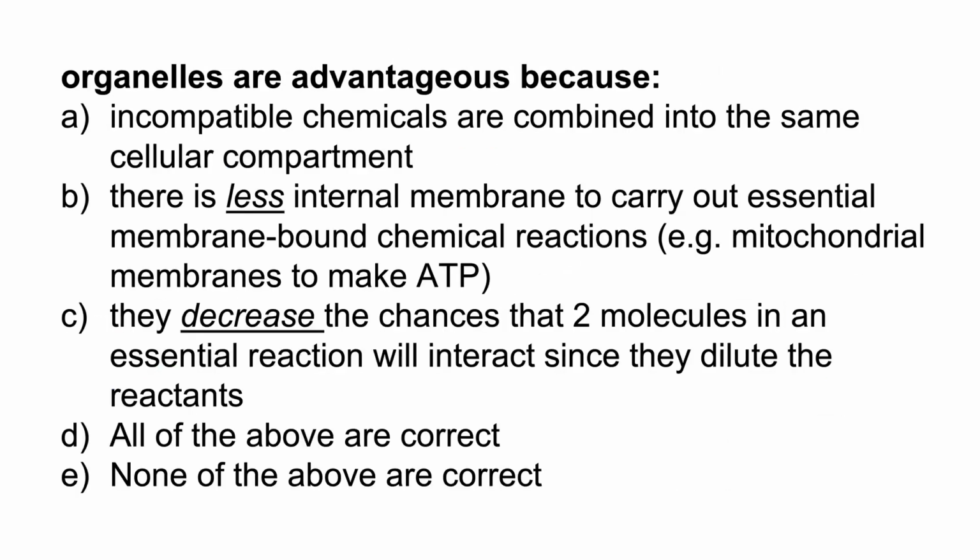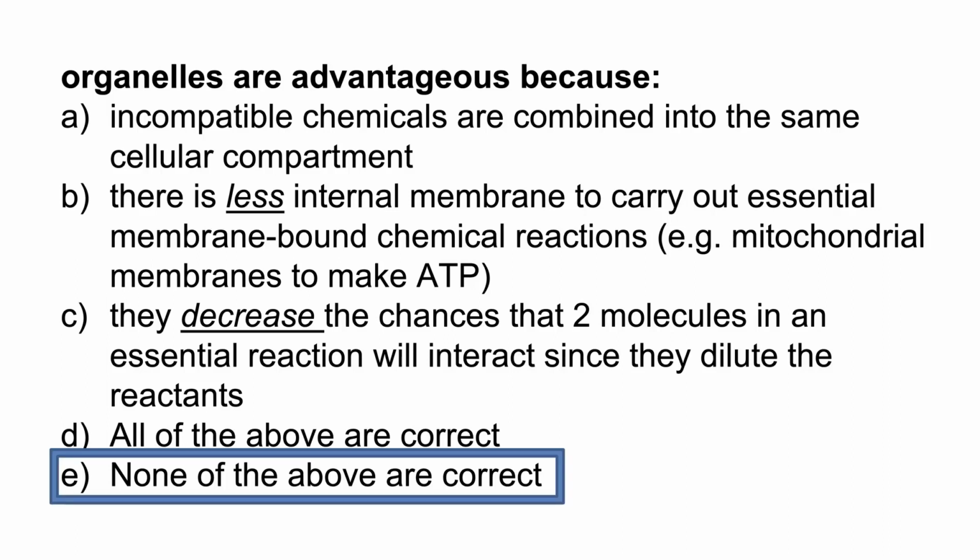Okay, answer this question. If you said E, none of the above are correct, you are right. So incompatible chemicals are combined into the same cellular compartment. This is false. It's compatible chemicals typically combined in the same compartment. There is less internal membrane to carry out essential membrane-bound chemical reactions. This is false. Typically, there's a greater amount of internal membrane to carry out.